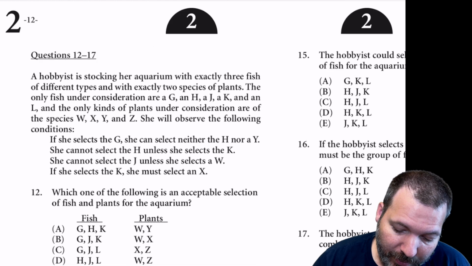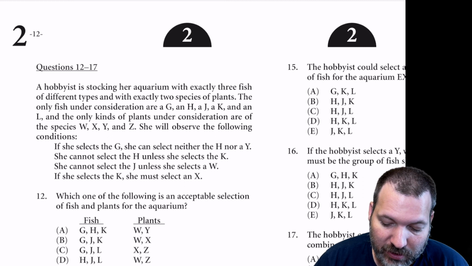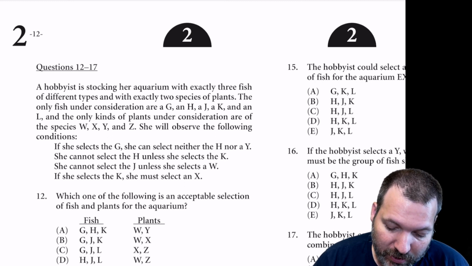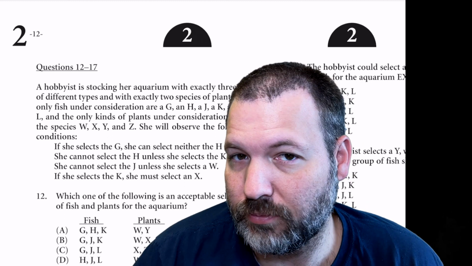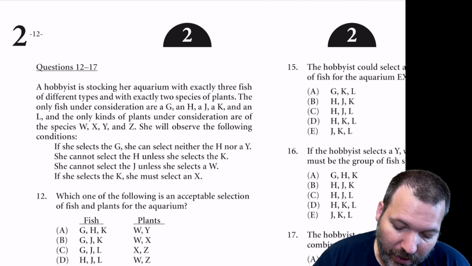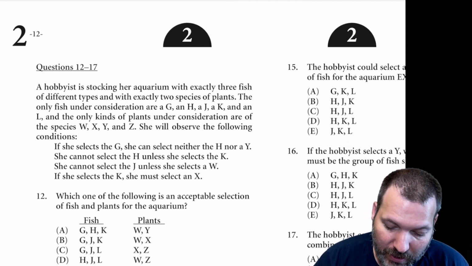A hobbyist is stocking her aquarium with exactly 3 fish of different types and with exactly 2 species of plants. The only fish under consideration are a G, an H, a J, a K, and an L, the classic fish types, and the only kinds of plants under consideration are the species W, X, Y, and Z. She will observe the following conditions. All right, 3 fish types and 2 plants.